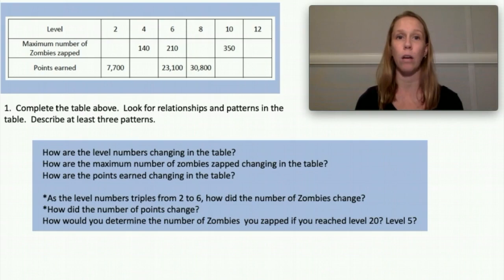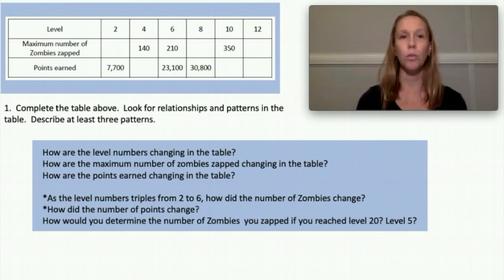And if you get that figured out and you want to give yourself a little bit more to think about, the questions with the star beside them are just a little extra bonus questions. So for example, as the level numbers triple from 2 to 6, how did the number of zombies change? What happened? And how did the number of points change from 2 to 6? So in other words, what happens to the number of zombies zapped if we triple them, and the number of points earned if we triple them? What would you do if you needed to determine the number of zombies zapped at level 20, or what about level 5? So as you work through this one, try to answer some of the extra questions because it will help you figure out the relationships in the table.